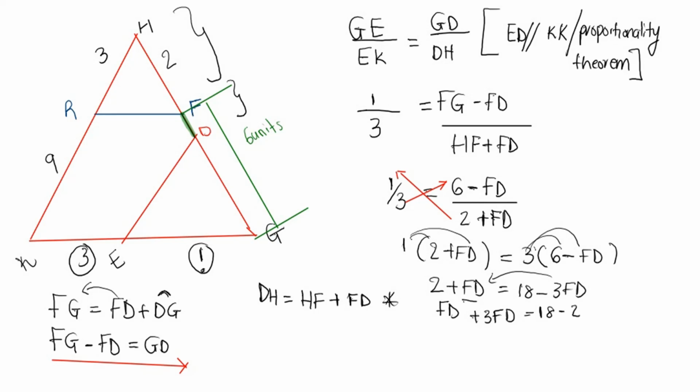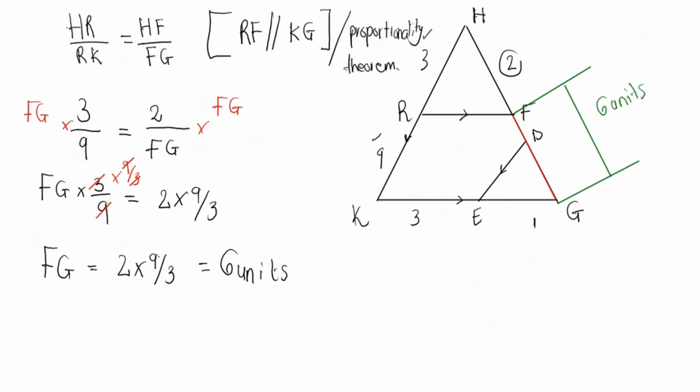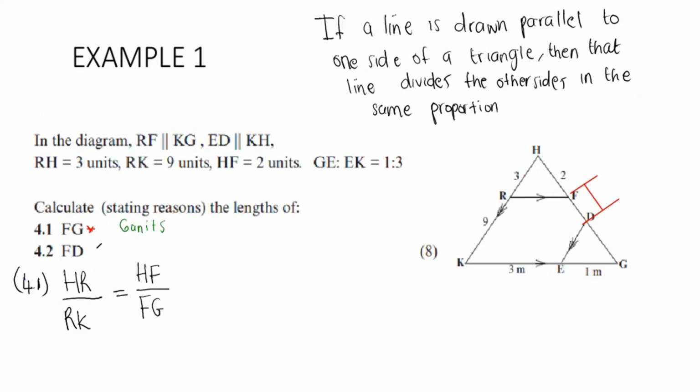FD plus 3 FD is equal to 4 FD, which is equal to 18 minus 2, which is 16. If you divide by 4 on both sides, you find that your FD is equal to 4 units. And from here, guys, we are simply done. We've answered our questions. We found that your FD is equal to 4 units, and we are done with the question.